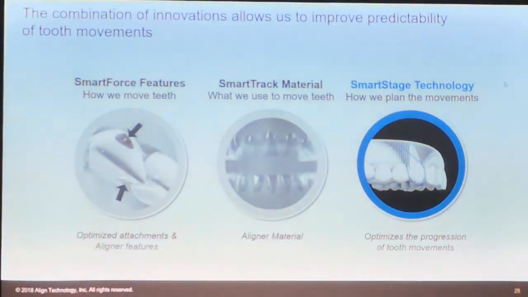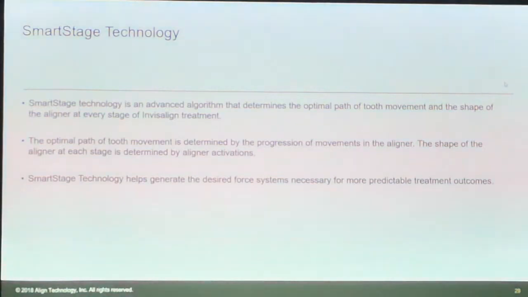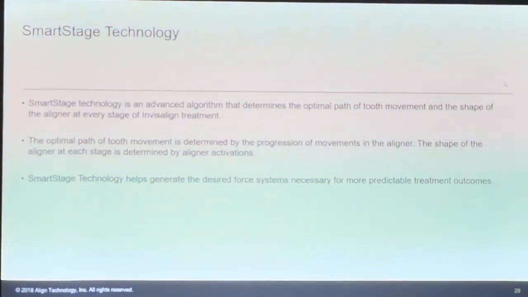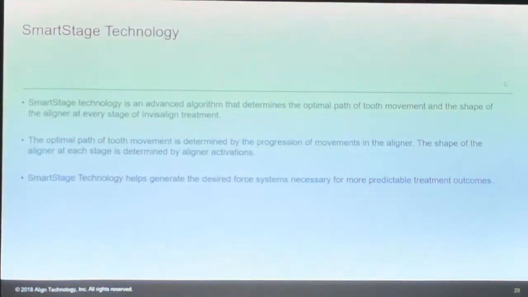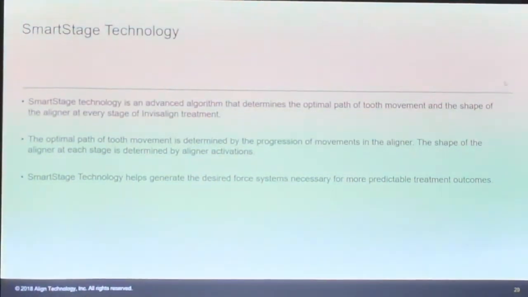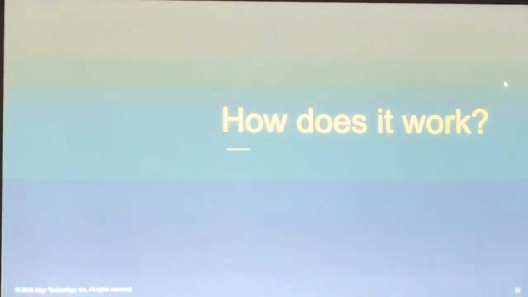And the third one is the Smart Stage technology. Smart Stage technology is an algorithm that determines the path of tooth movement. They design, for each case, which tooth should move first and at what rate it should move to provide the optimum force. Basically, it is an algorithm that calculates when to move and how much force to apply in order to move that tooth.